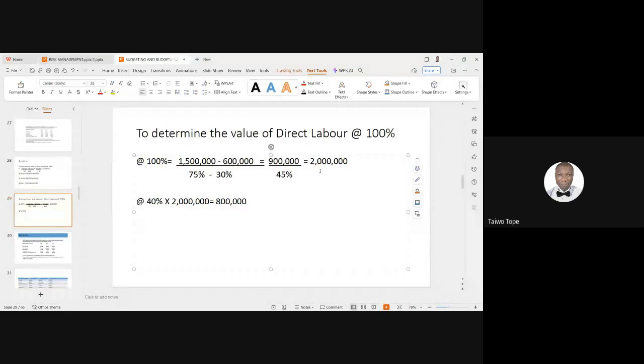At 60% activity level, it will be 1.2 million. At 90% activity level, it will be 1.8 million, which is 1,800,000. Any question about this? No.